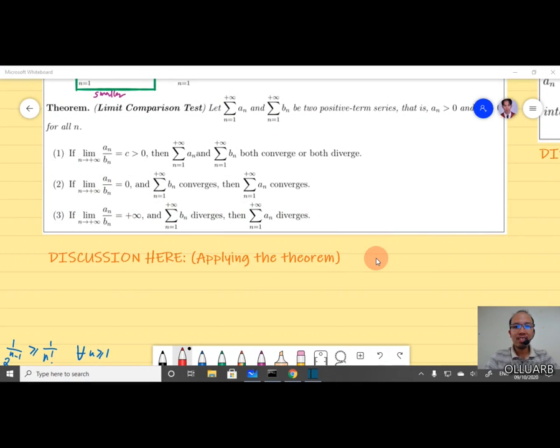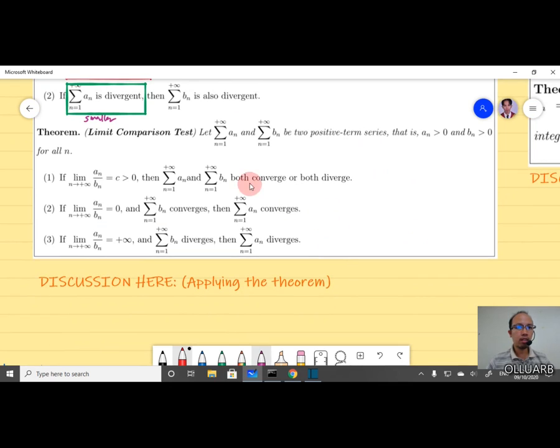Hello everyone, this is part 3 of lesson number 5 and we will be discussing the limit comparison test. This is the last part. This test requires that your series a sub n and b sub n are two positive term series. This means that the terms a sub n and b sub n are positive for all n.